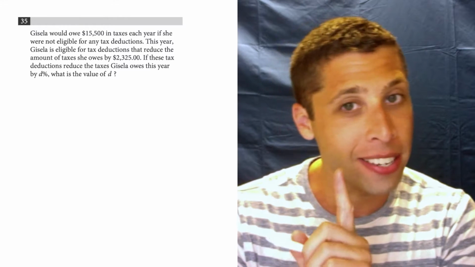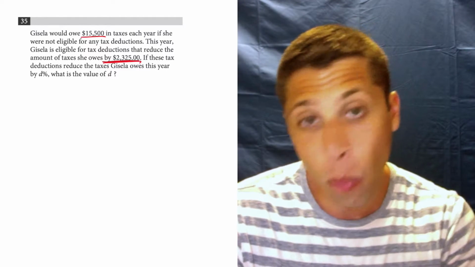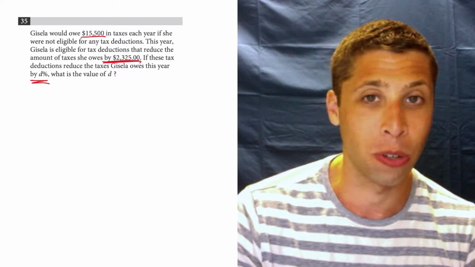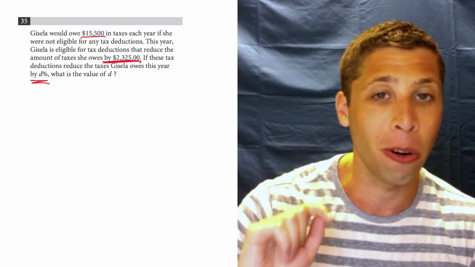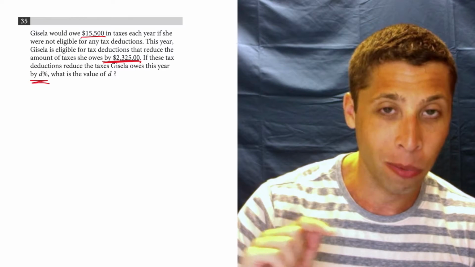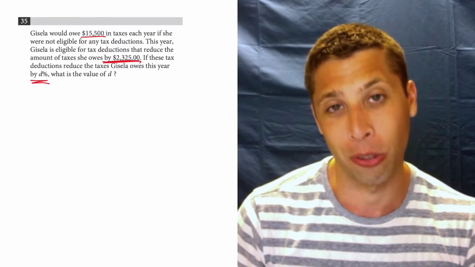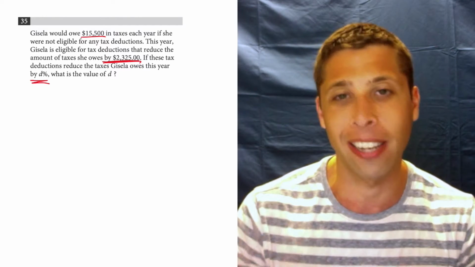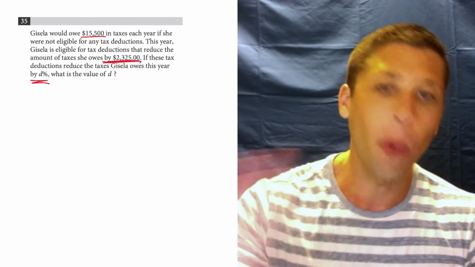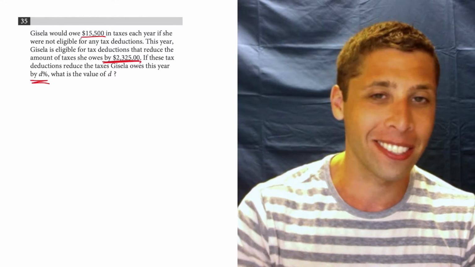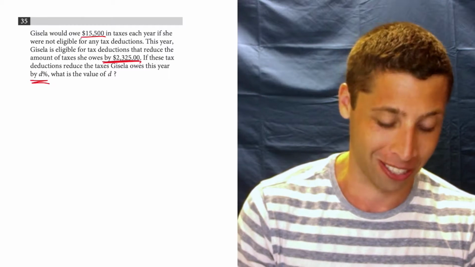The thing that they did that was nice was, yes, they gave us the original amount of taxes. And they told us that it was reduced by $2,325. And they want to know by what percentage it was reduced. I would have thought that they would have flipped that and said, it's reduced by what percentage so that she has to pay $2,325, which would have been a different thing and gotten us an opposite answer. Don't worry about it, but this question is a gift. So what do we do?